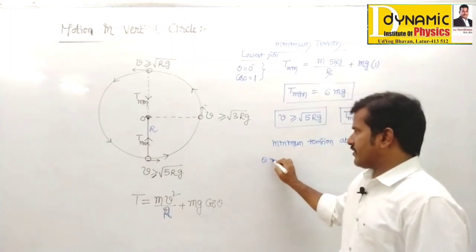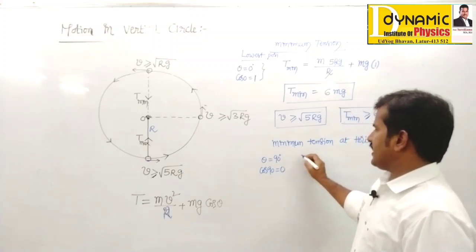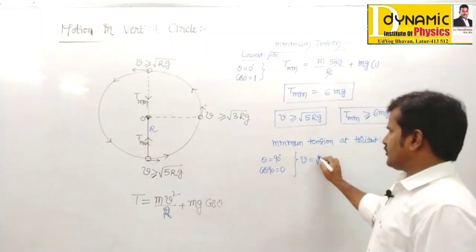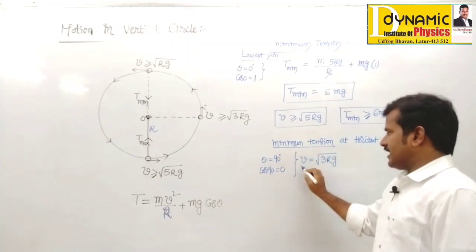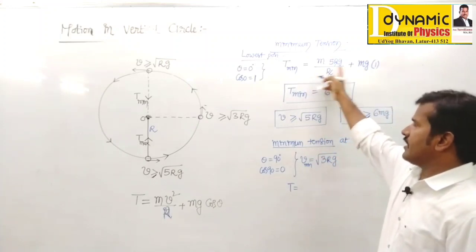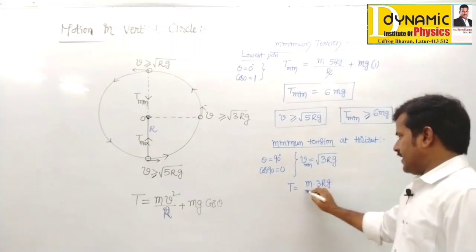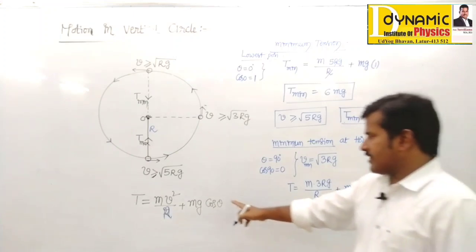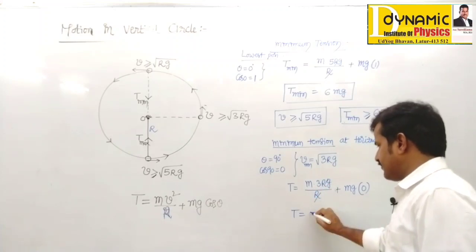At the horizontal position, theta becomes 90 and cos 90 becomes 0. Here the velocity is v equals root 3 rg. This is the minimum tension condition, the minimum velocity. In this case, tension T equals mv square upon r, that is m times 3 rg by r, plus mg cos 90, and cos 90 becomes 0. So T equals 3 mg.